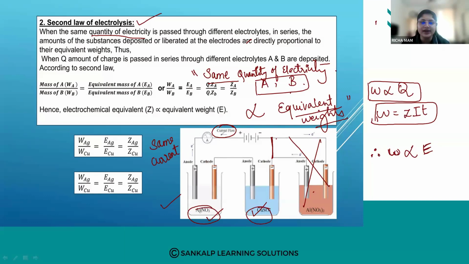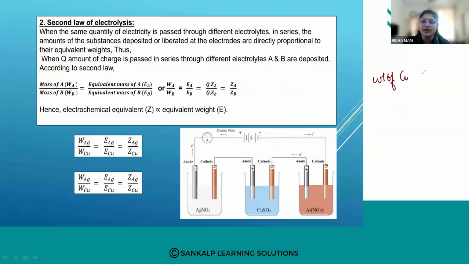Here the current is passed, and the current is the same in both because they are connected through the same point. Now what will happen? Whatever electricity is passed through the electrolytic solutions, what will be the weight of the silver and the copper deposited? It is given as the weight of copper deposited upon the weight of Ag deposited.